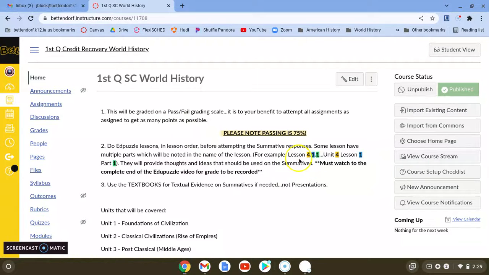In the list here, which I'll show you an example of in a little bit, you're going to notice that there are sometimes three numbers, sometimes two numbers. So how does it break down? The first one is the unit, the second one is the lesson, and then the third number is whichever part we're on. So some lessons are just a little bit longer than others.